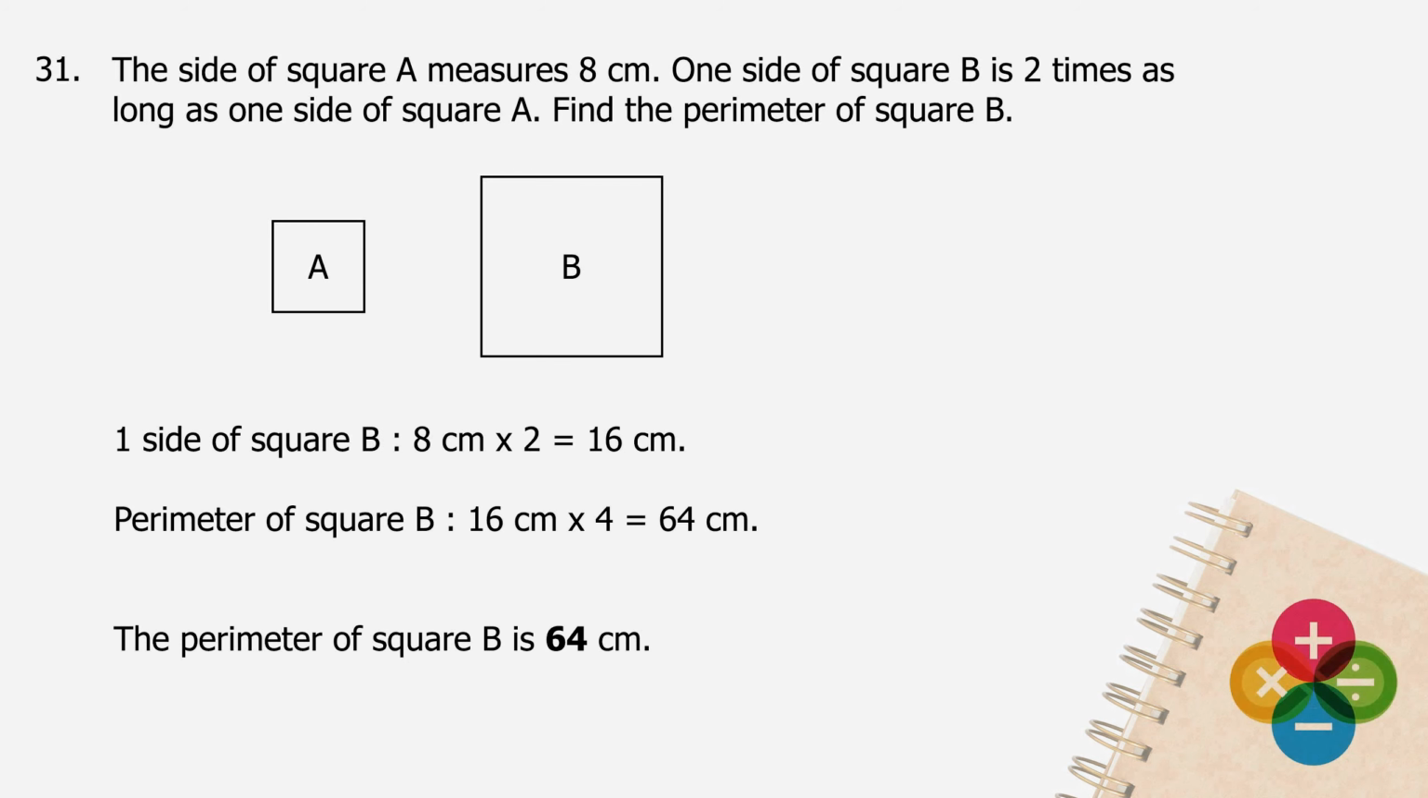One side of square B will be, multiply 8 cm by 2, and the product is 16 cm. The perimeter of square B will be, multiply 16 cm by 4, and the product is 64 cm. The perimeter of square B is 64 cm.